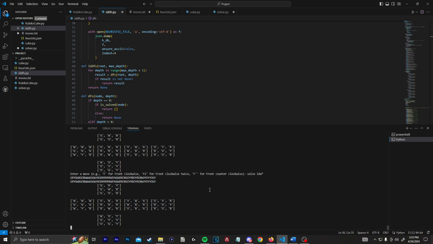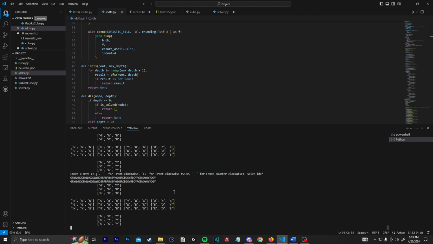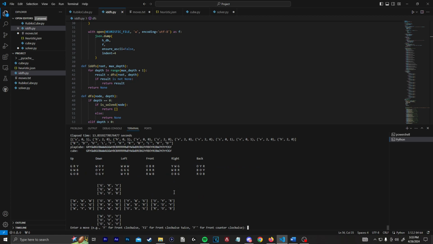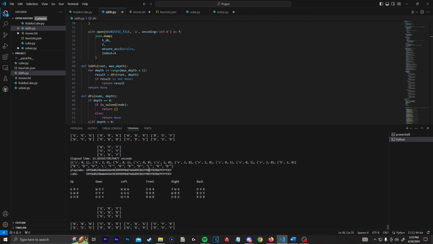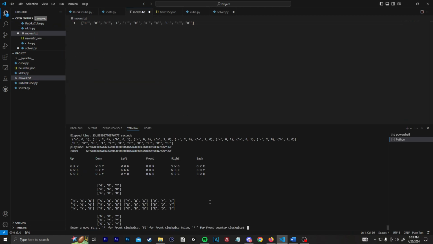It's gonna take some time. But again, sometimes it can get stuck, like IDDFS. But we did find a solution. It took us 13 seconds, and here is our solution. And I will apply that to show you that it is working.